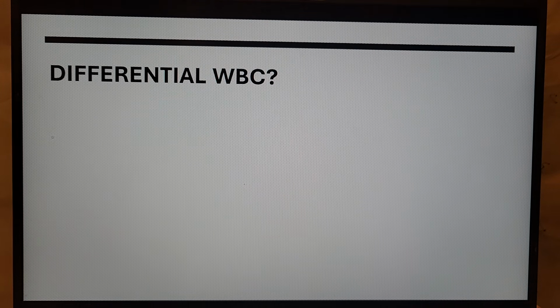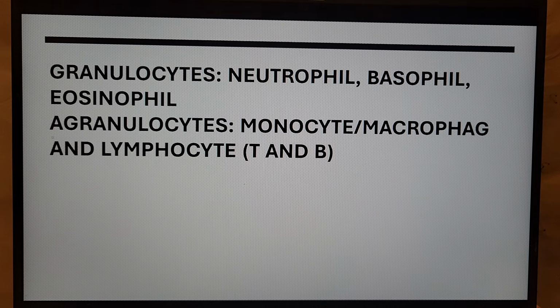If the doctor orders a differential white blood cell count, that means the doctor wants detail. How many percent neutrophil, how many percent eosinophil, basophil. So the doctor wants to know detail. So differential means what is the neutrophil, basophil, eosinophil, and how much the monocyte or macrophage and lymphocyte, right? Detail.